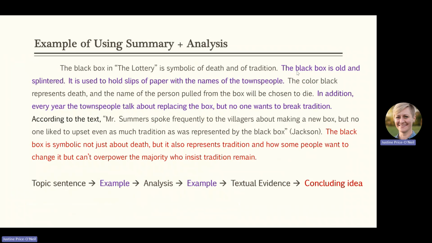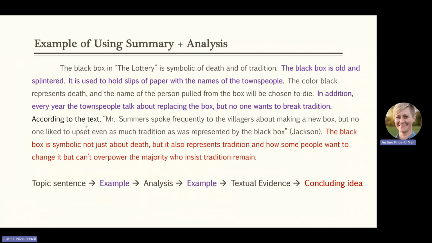The black box is old and splintered. It is used to hold slips of paper with the names of the townspeople. So there's that example from the summary, but then we move into analysis. The color black represents death, and the name of the person pulled from the box will be chosen to die. In addition, now moving back to another example, every year the townspeople talk about replacing the box, but no one wants to break tradition. Textual evidence to back up that point.